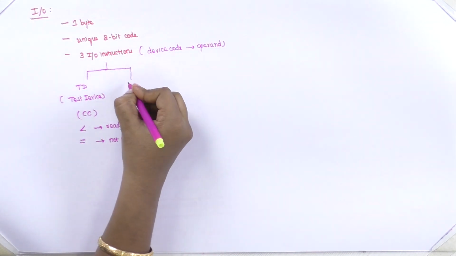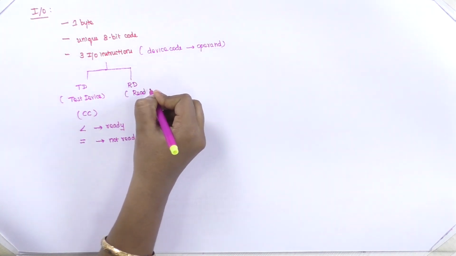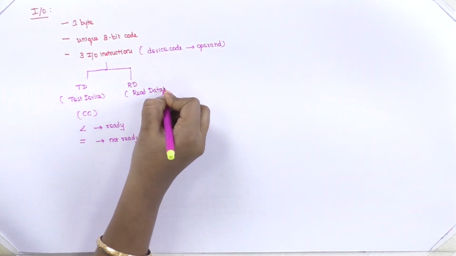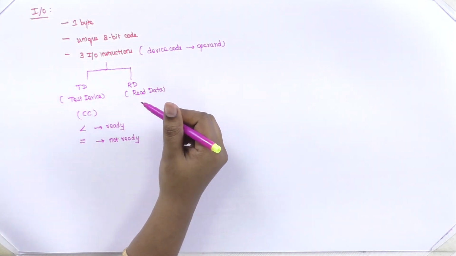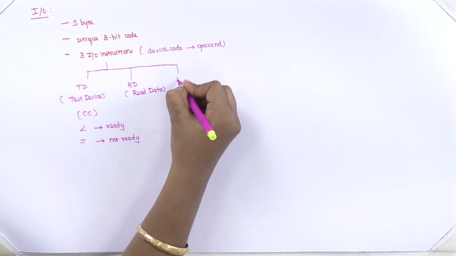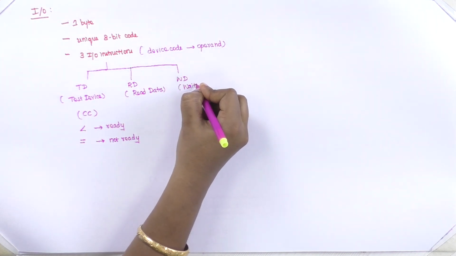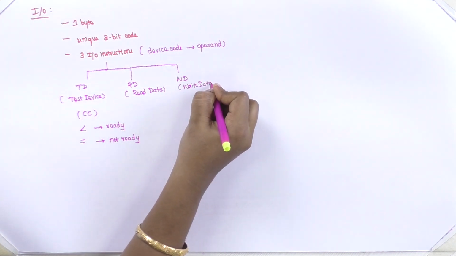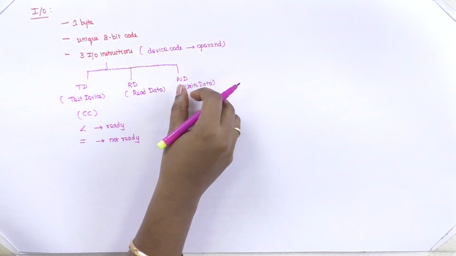Second type of IO instruction is RD. RD is read data. Once the device is ready, RD instruction is used to read the data. Third IO instruction is WD. WD is write data. It helps to write the output to a specified output device.